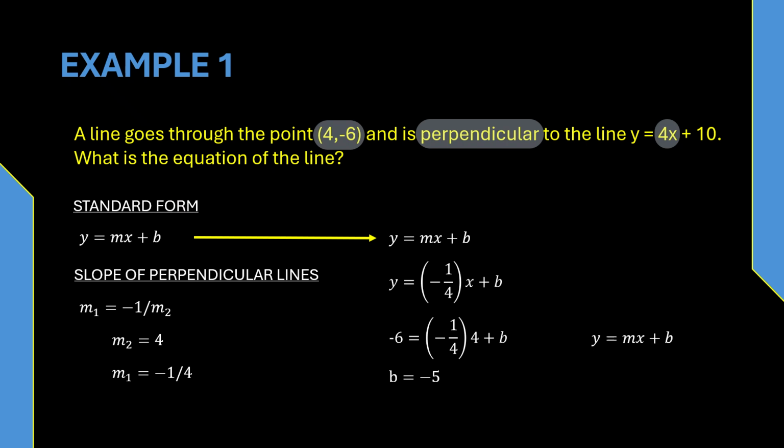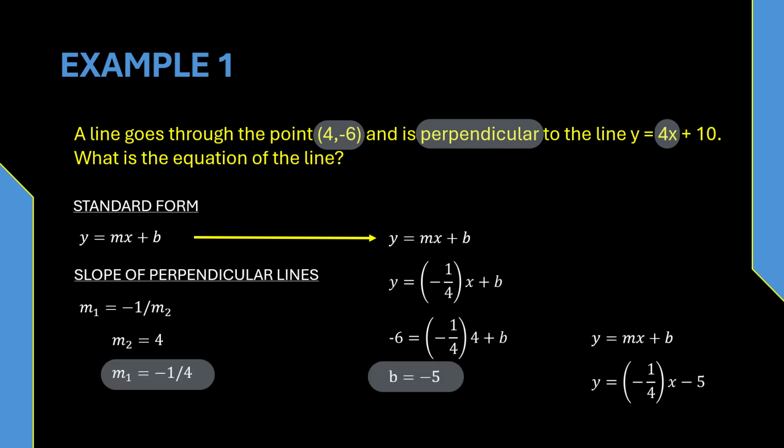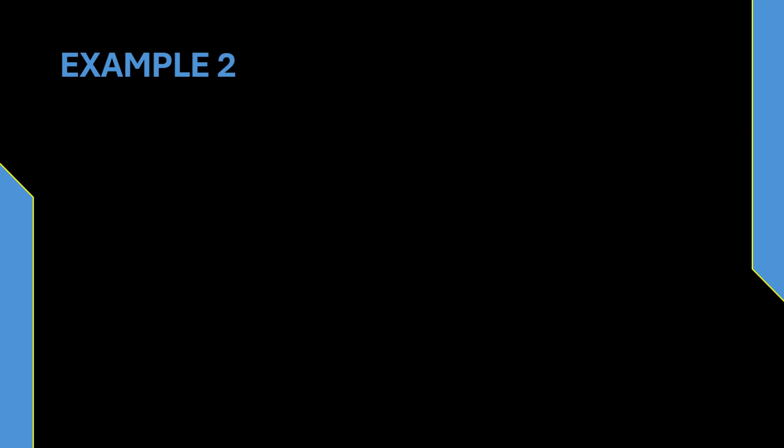Now that we know the slope and the y-intercept for this perpendicular line, we can substitute those in and reformat our standard form equation of the line. The equation of the line that is perpendicular to y equals 4x plus 10 is y equals negative 1 over 4 x minus 5. And that is our answer.